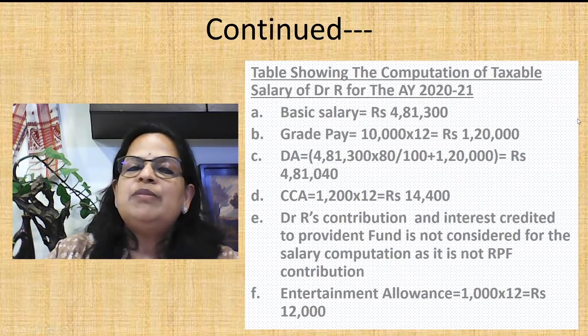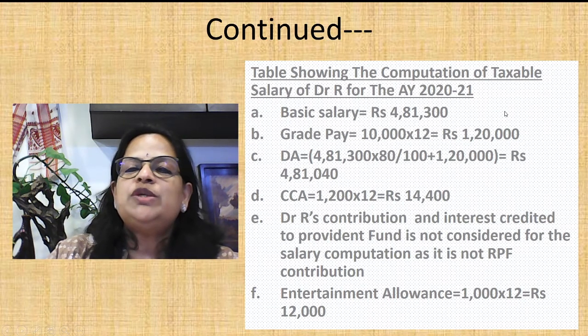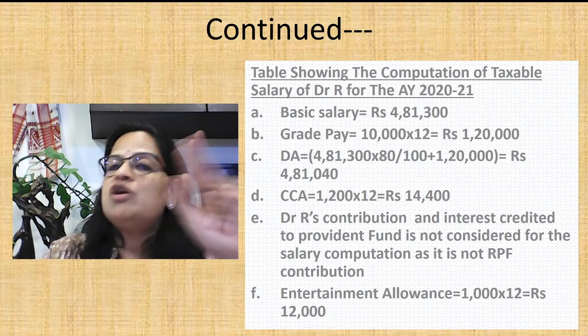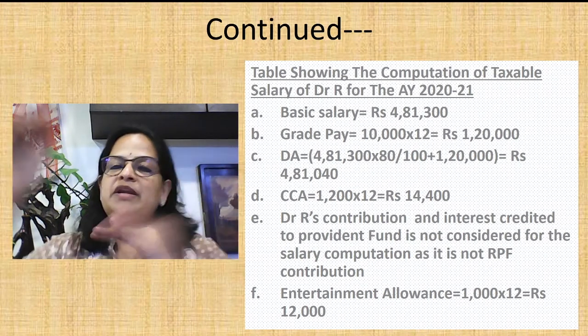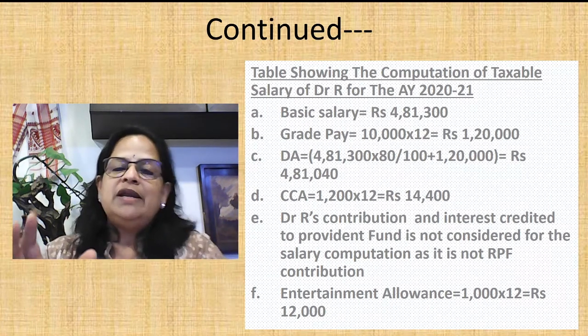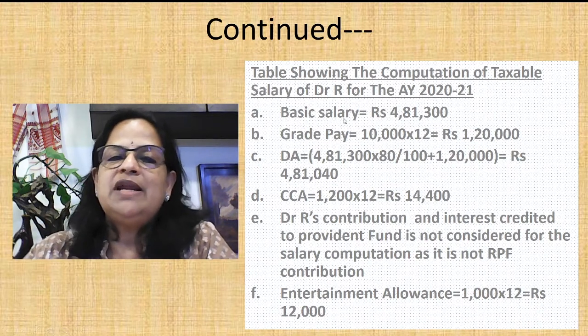Now, the table showing the computation of taxable salary of Dr. D for the assessment year 2021. Entertainment allowance and RFA computation are different for government employees. Please remember, entertainment allowance we have to adjust in two places. We have to add it to gross salary and we have to deduct it from gross salary. So basic salary we have calculated as 4,81,300.